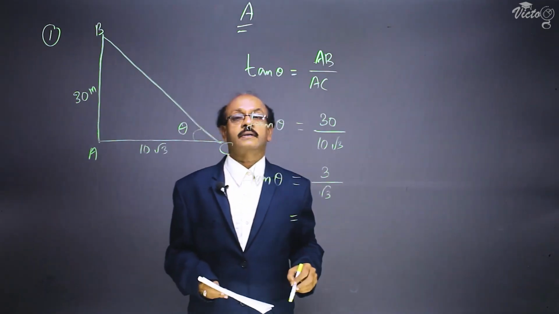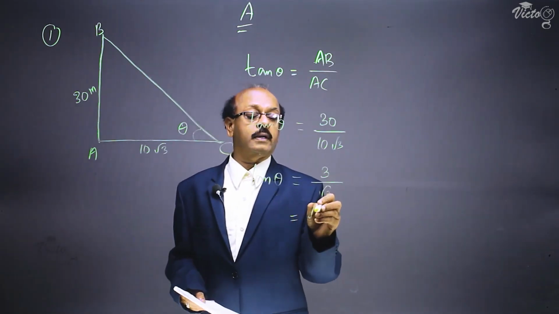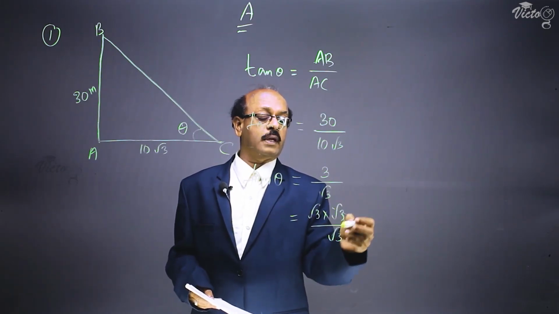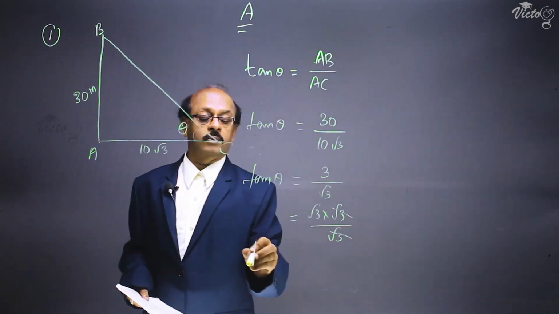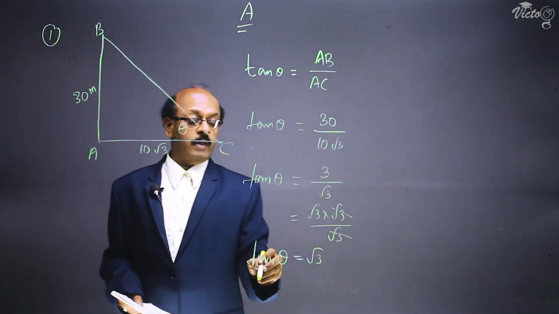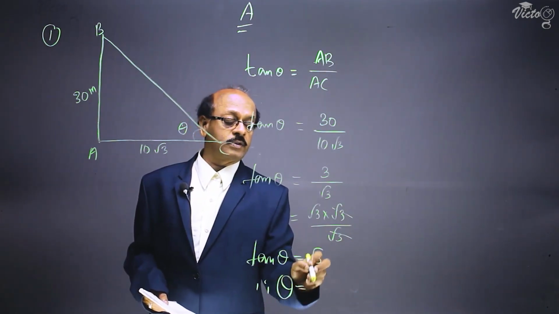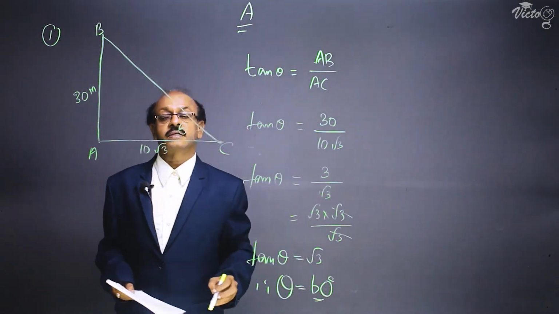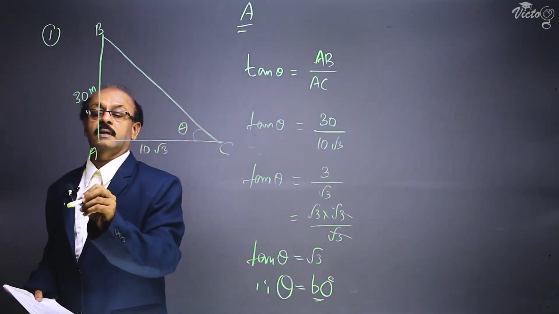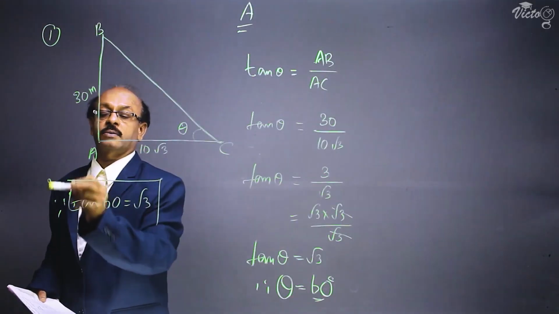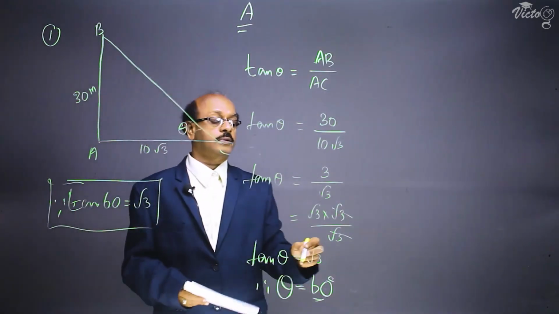We can split 3 as root 3 into root 3 divided by root 3. This root 3 and root 3 get cancelled. Now we are getting tan theta is equal to root 3. Therefore, theta is equal to 60 degree, because we know that the value of tan 60 is equal to root 3. We have to remember this value also. Therefore, theta is equal to 60 degree.